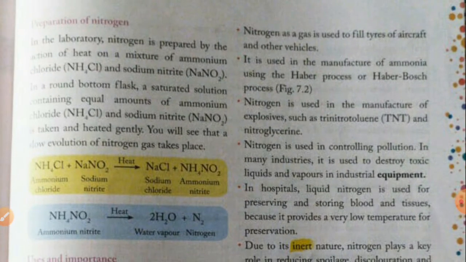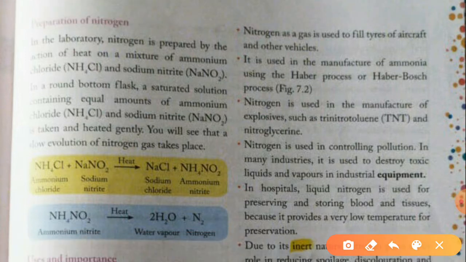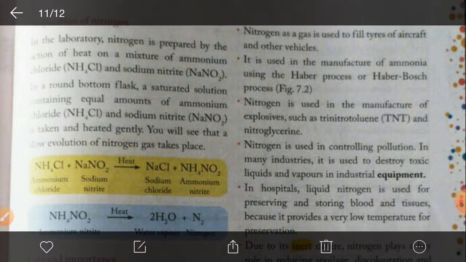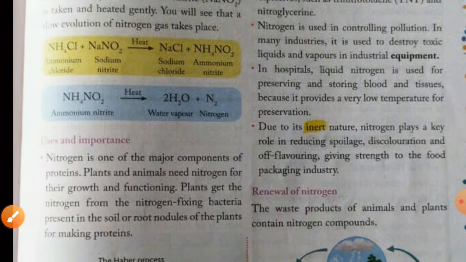Nitrogen as a gas is used to fill the tires of aircraft and other vehicles. Sometimes nitrogen is used this way, as written here. After that, nitrogen is also used in the manufacture of ammonia in the Haber process. In Haber's process, nitrogen is used in the manufacture of ammonia.